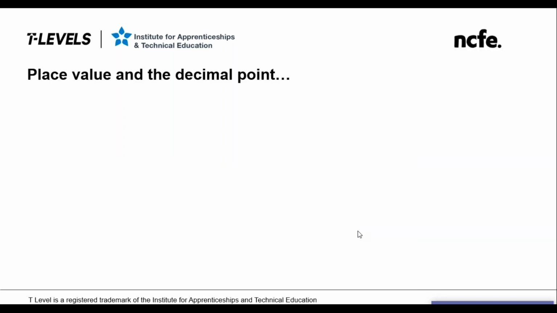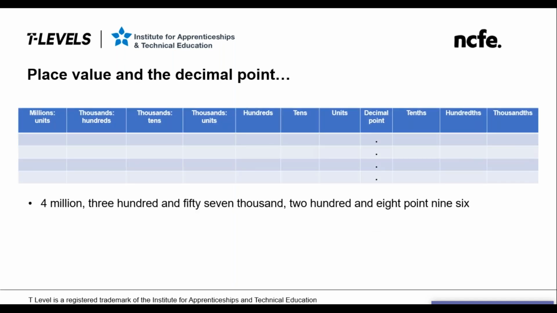Okay, lovely. A quick review of place value and the decimal point. There's a large number in words. Would your students know how it would be written correctly in place value terms? We need to consider where all of those numbers sit in relation to the value of each other. In childcare and early years education, this is where children are going to start. So it's important that the T-level students fully understand the concept of place value.